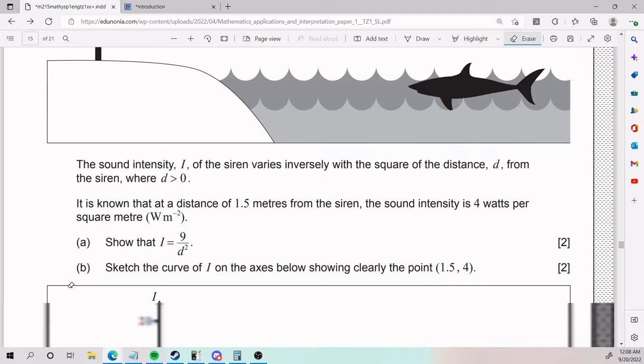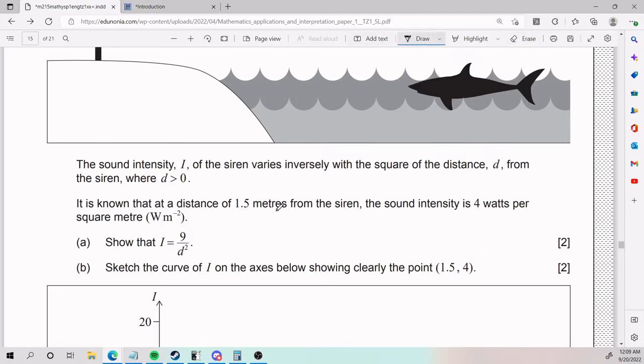They also tell us that it is known that at a distance of 1.5 meters from the siren, the sound intensity is 4 watts per square meter. So we need to show that I equals 9 divided by d squared. Now, since it is telling you to show, you have to start from zero. You cannot work backwards here, plug in 1.5, plug in 4, and show it that way. You have to start from zero.